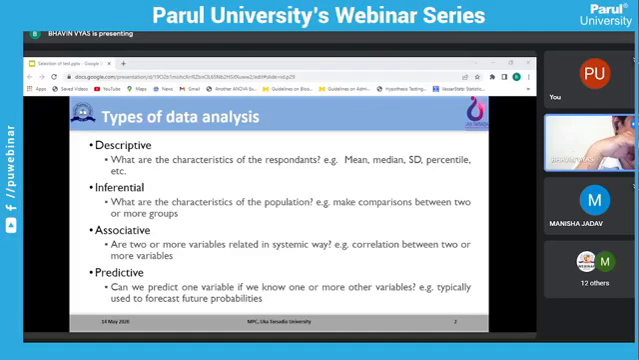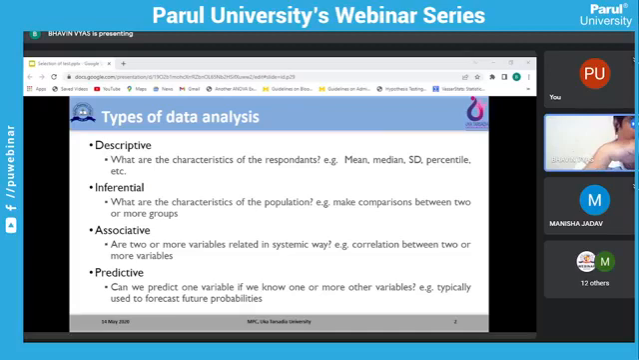First type is known as descriptive analysis. Descriptive analysis, where you present the characteristics of the respondents, in the form of mean, median, standard deviation, percentile, etc. So if you are doing a project in clinical research, you will be collecting data of the age of that patient or age of that group of individuals. So you will be presenting the mean age, what is there in your research.